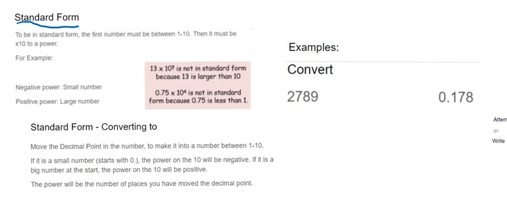So I'll give you one that's not in standard form then. If I had 15 times 10 to the power of 2, that's not in standard form because of the 15. 15 is not between 1 and 10.